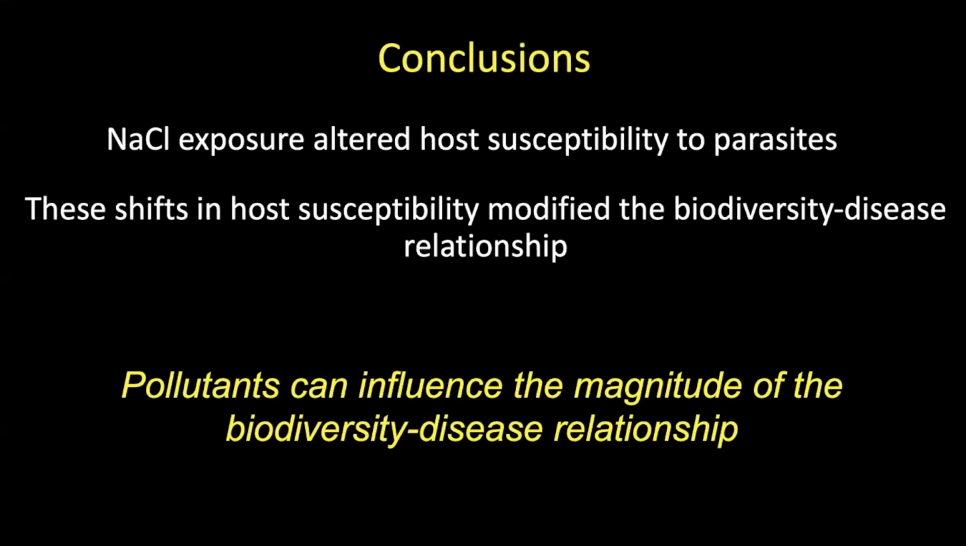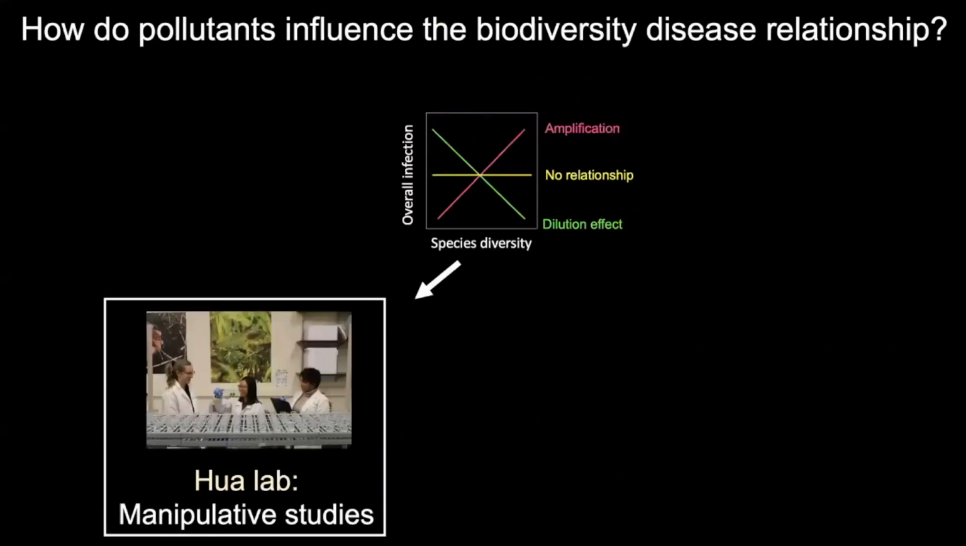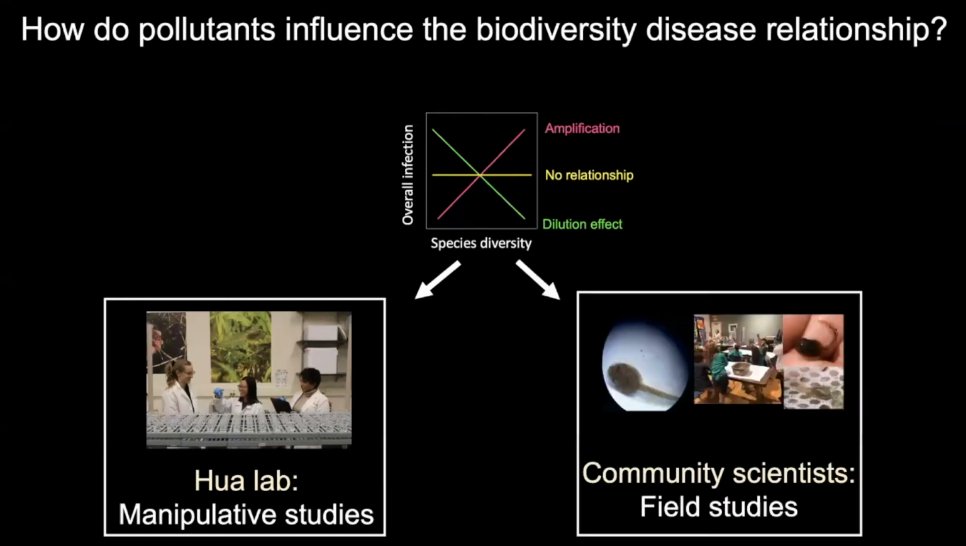So with that, in this study, we asked how do pollutants influence the biodiversity disease relationship by looking at manipulative studies in the lab. One limitation of these types of studies is that they're highly controlled and it doesn't reflect a lot of the complexity that we find in nature. So in addition to these lab studies, what we hope to do in the future is to also ask, can we better understand how pollutants influence biodiversity disease relationships in the field? In the field, of course, one major limitation and one challenge for scientists is that it is highly labor intensive.